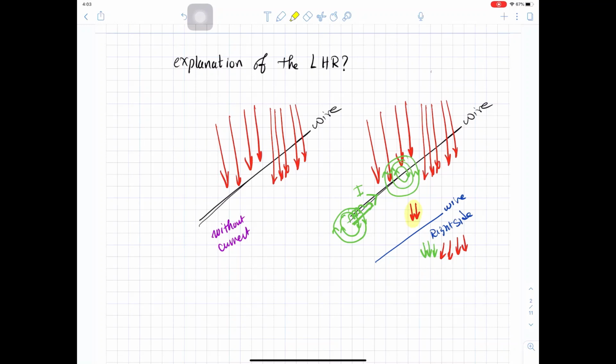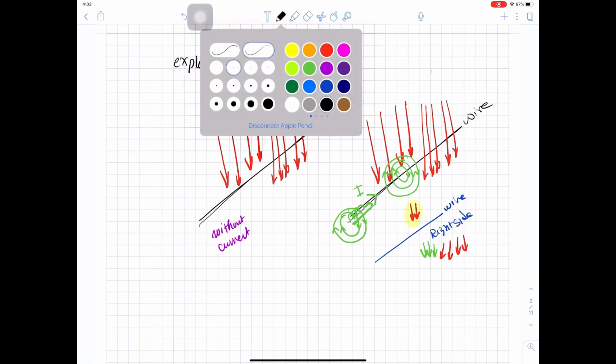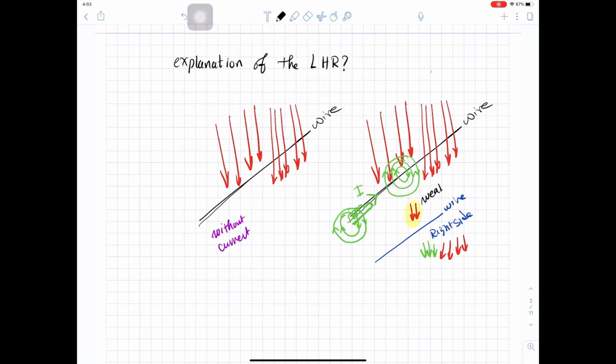So the flux here will be weak. So we have a weak field on the left, and we have a strong field on the right. So the strong field will move the wire towards the weak field. So the wire will move in this direction.